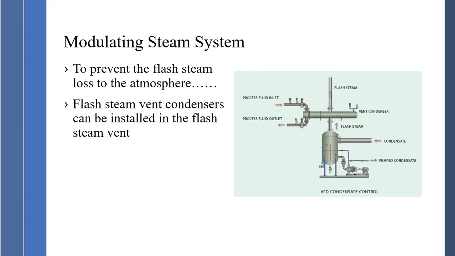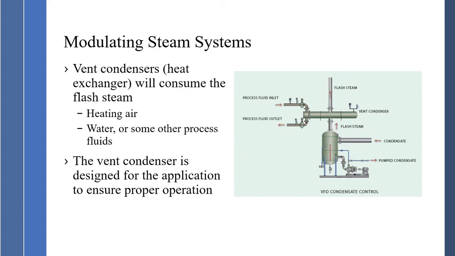In a modulating steam system, we do not want the steam to be vented to atmosphere. Therefore, we incorporate a vent condenser. This vent condenser, shown here in this diagram, is located right here. The vent condenser will absorb the flash steam energy and condense it down. It is a very simple device incorporated all the time in steam and condensate systems to prevent steam from being vented to atmosphere.